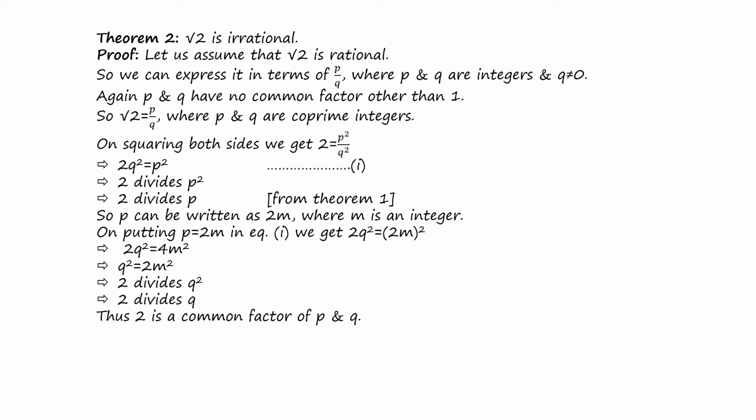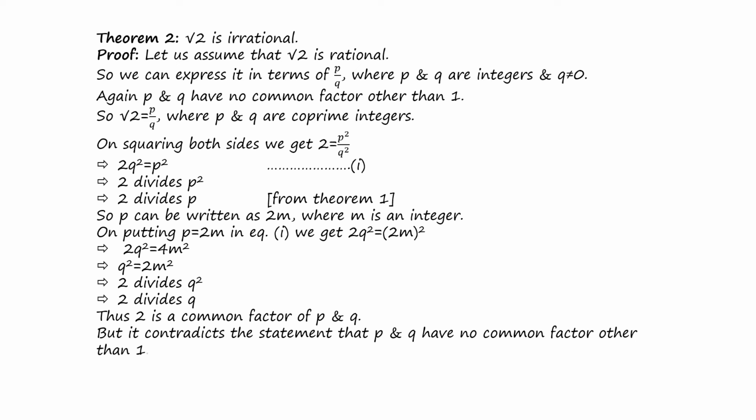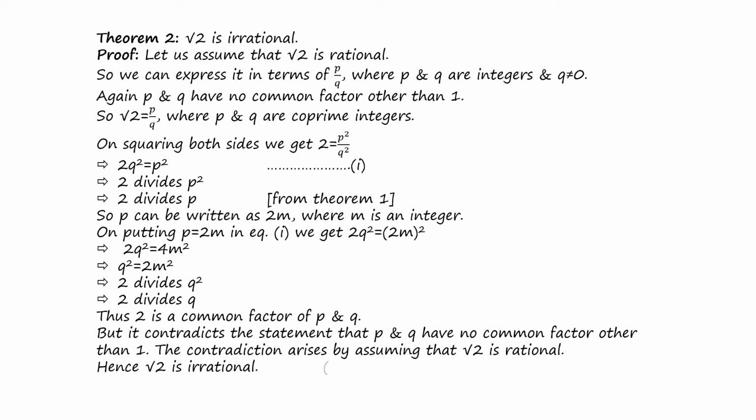But already we have assumed there is no common factor between p and q other than 1. But here we got 2 is a common factor between p and q. That means our assumption is wrong. Thus, we can say root 2 is irrational. Hence proved.